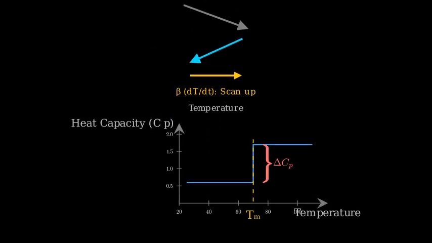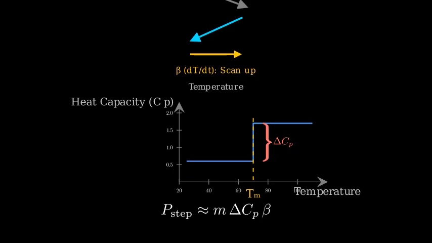Mathematically, near the transition, the differential scanning calorimeter power signal relates to the heat capacity jump. If beta is the scan rate in Kelvin per second, m is sample mass, and delta Cp is the jump per gram per Kelvin, then the power step is approximately m times delta Cp times beta. We will use this to estimate how much sample mass we need.